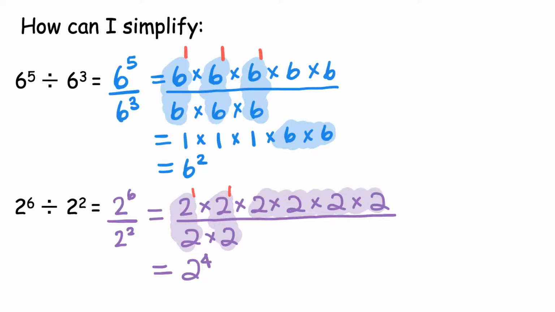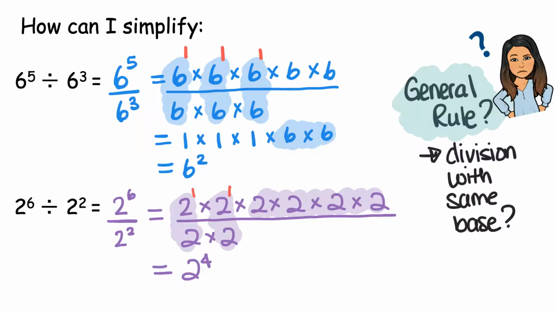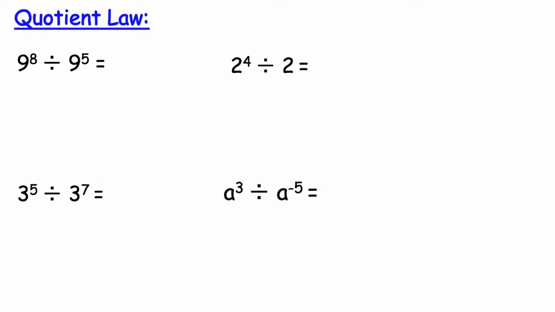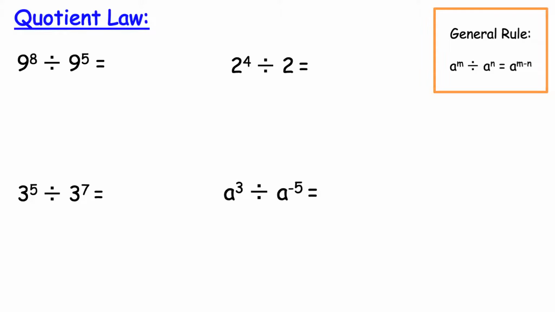So hopefully, by looking at how this was expanded out, can you guys determine what the general rule would be if we have division of exponents with the same base? So hopefully, you saw that when we're dividing with the same base, what's happening is we're subtracting the exponents.